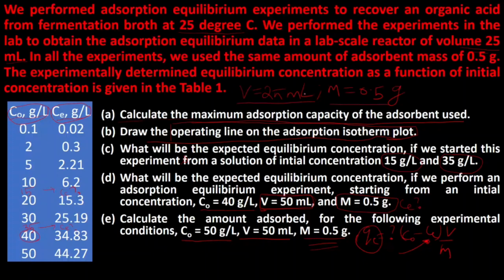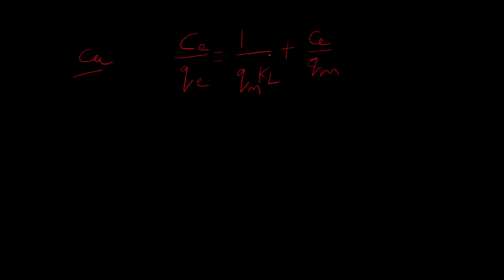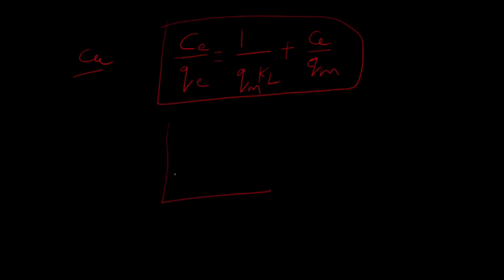So we all know the Langmuir expression is CE by QE is equal to 1 divided by QM KL plus CE divided by QM. So this is the linearized version of the Langmuir expression. We are going to plot CE divided by QE versus CE. We will get something like this.